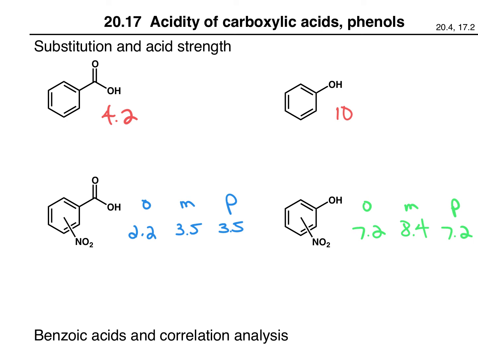So what's going on here? Once again, the nitro group has an impact in the ortho position, less of an impact in the meta position because the nitro group is further away. But when it's in the para position, it has the same big impact as what we saw in the ortho position. Well, keep in mind, now we're looking not just at inductive effect, but also at resonance effect. How do we explain that?